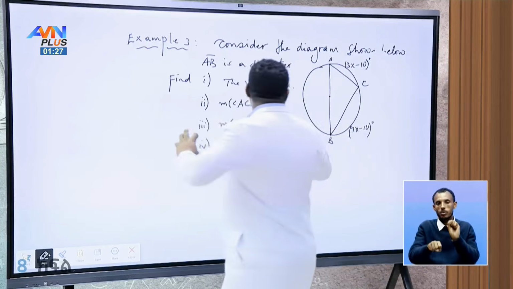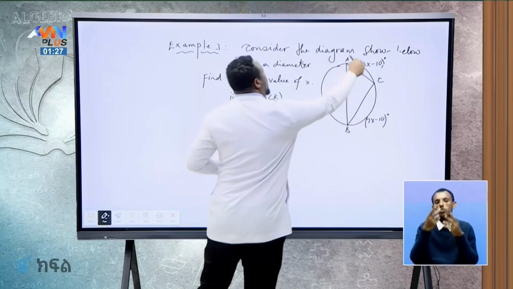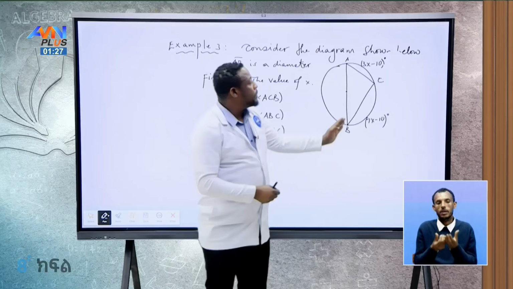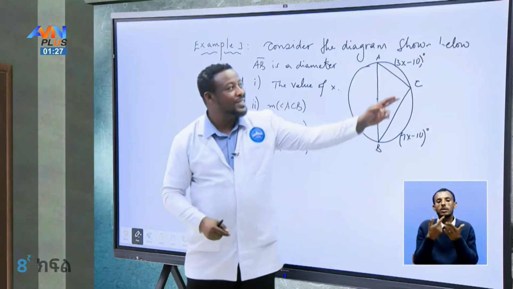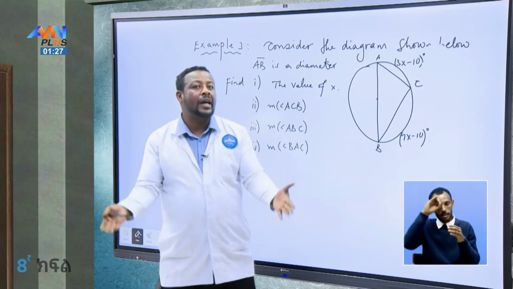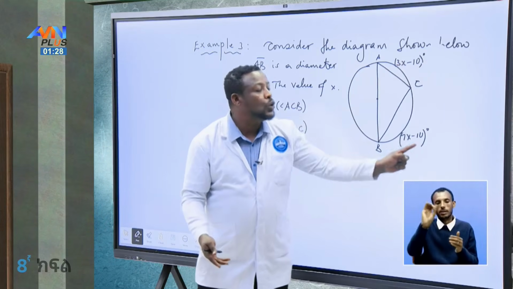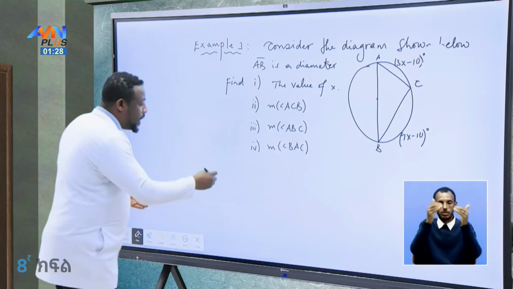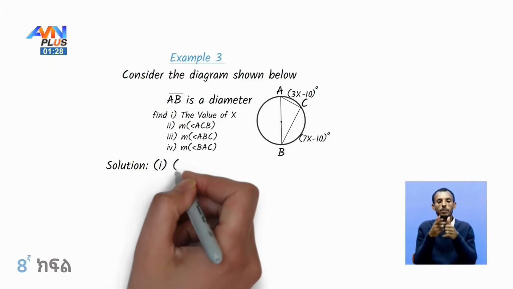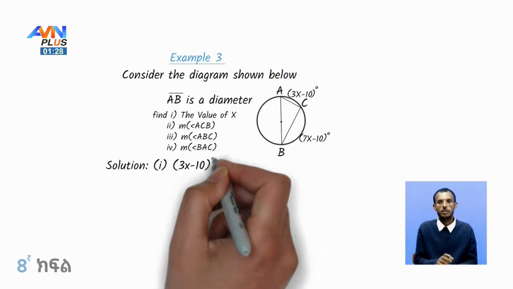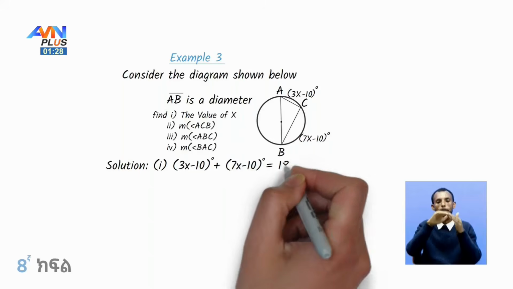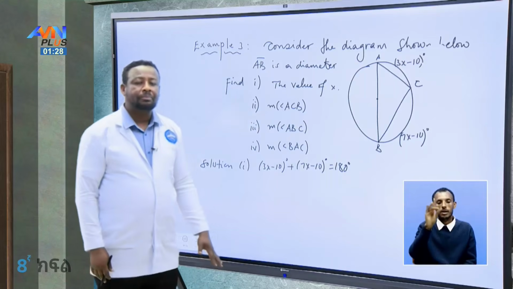To obtain the value of x, you need to consider the whole degree measure of this part. Because AB is a diameter, the whole thing becomes a semicircle. The degree measure of a semicircle is 180 degrees. Therefore, the sum of these two must give us 180 degrees. So let's write it. The first part, 3x minus 10 degrees plus 7x minus 10 degrees must give 180 degrees, right?